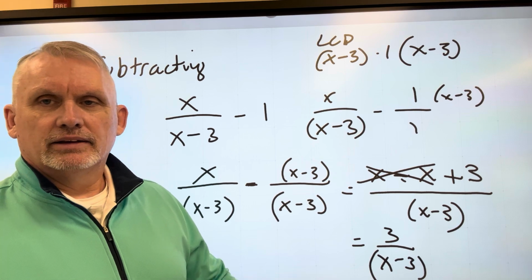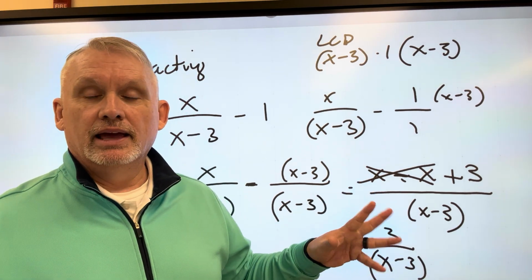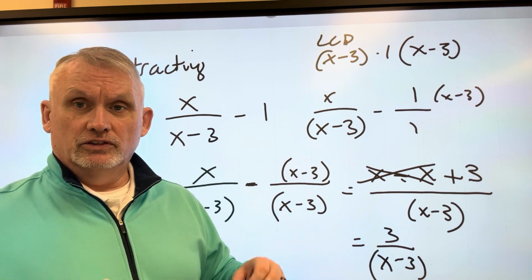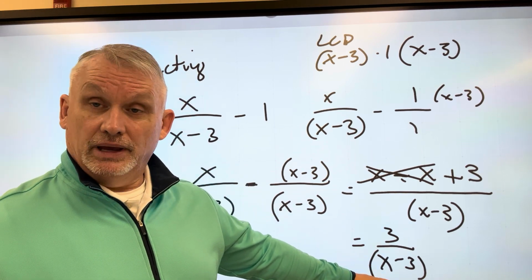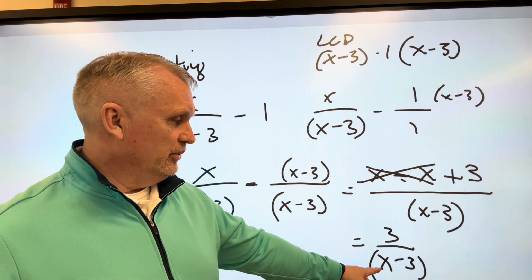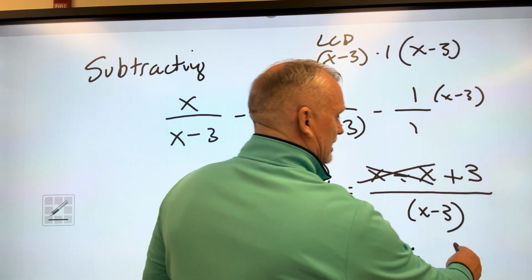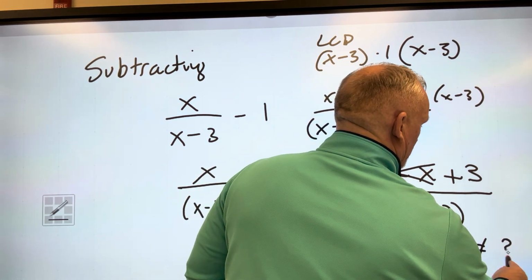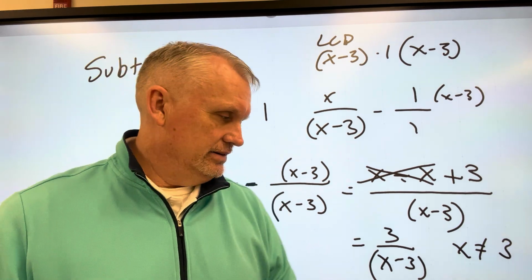Just as a quick review thing, what can this denominator never be? It can never be 0. So x can never be 3. Because if I put 3 in here, 3 minus 3 is 0. So x can never be 3, because then that makes that thing undefined. Okay?